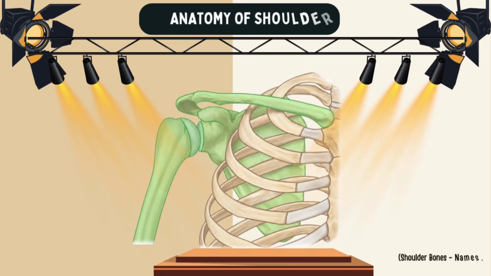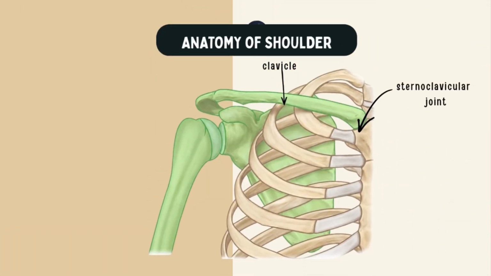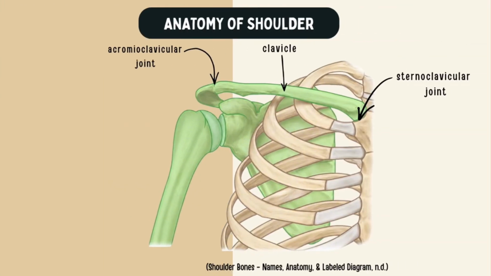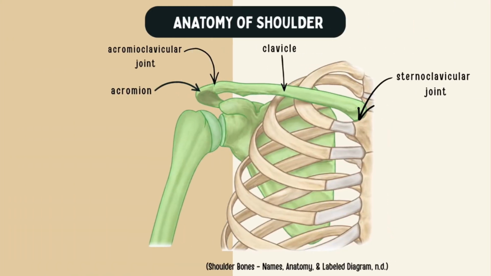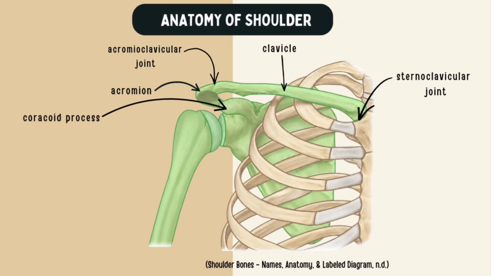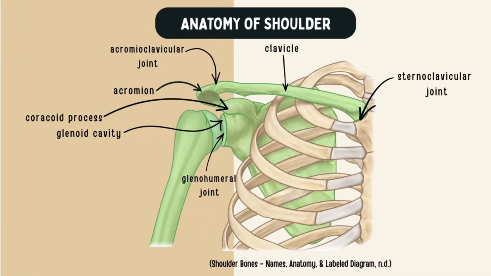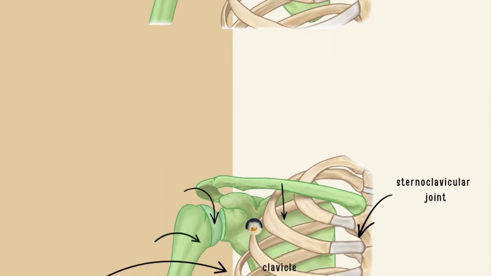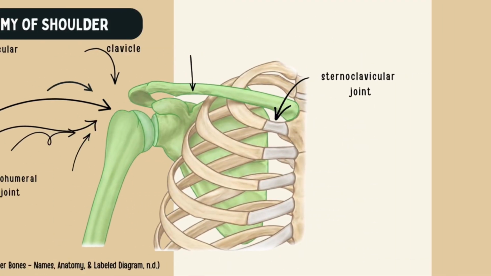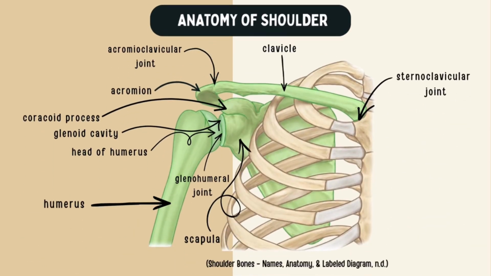Now, I will explain the anatomy of the shoulder. The first one is sternoclavicular joint. The second one is clavicle. The third one is acromioclavicular joint. The next one is acromion. Next is coracoid process. Next is glenoid cavity. The next one is glenohumeral joint. Next is the head of humerus. Next, scapula. And the last one is humerus.